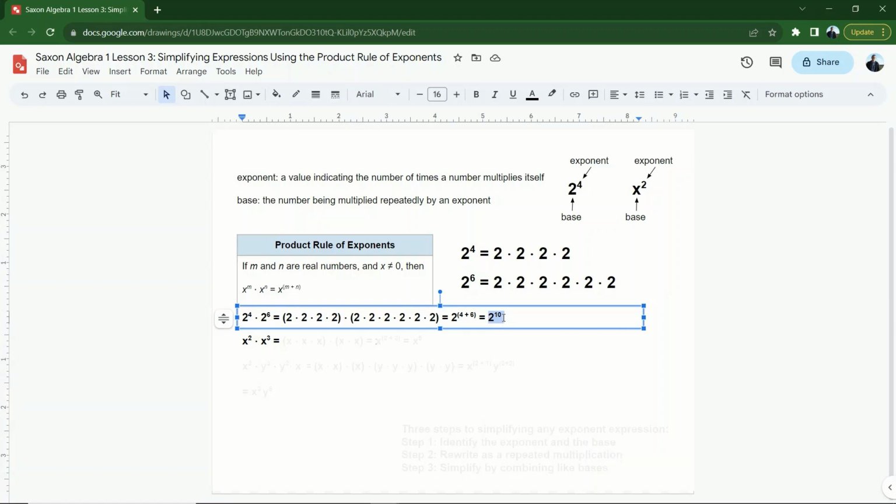So if I was supposed to evaluate 2 to the 10th, obviously I'd have to evaluate that to an actual number. But there's going to be times in our book where really 2 to the 10th is all we'll have to write as an answer to this. All right, now let's move on.